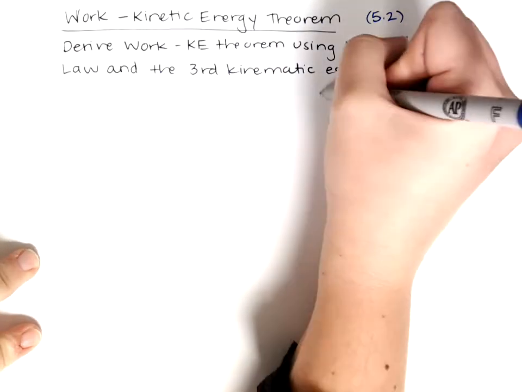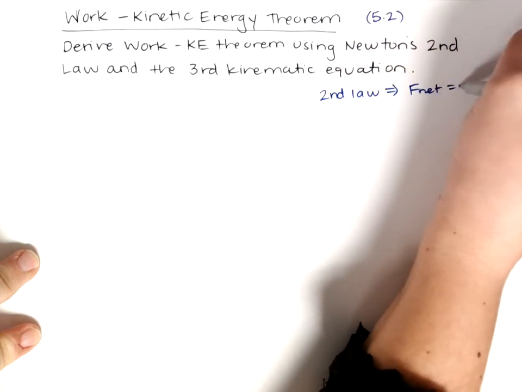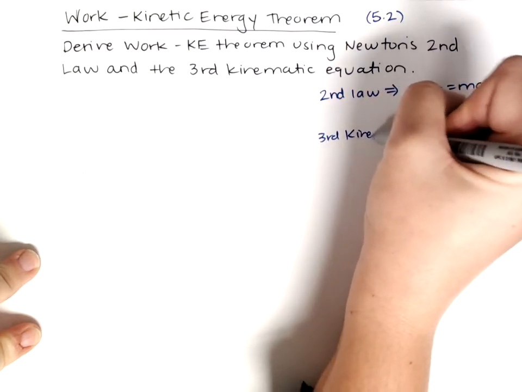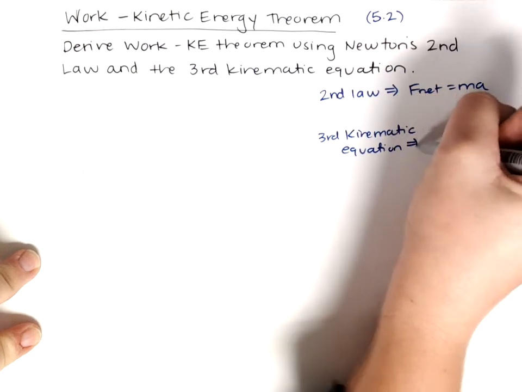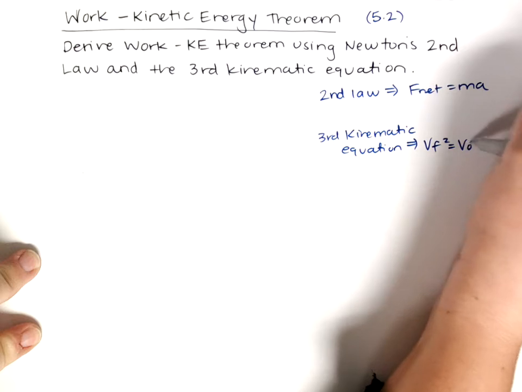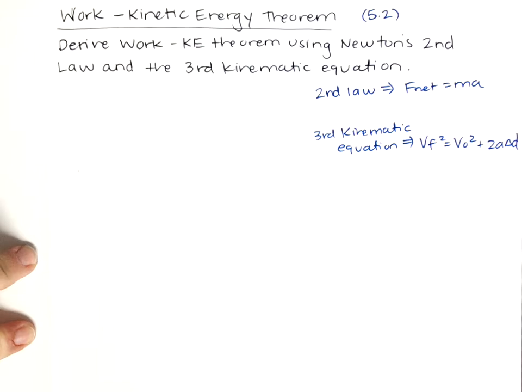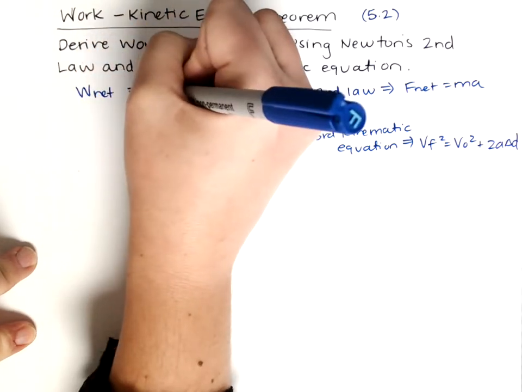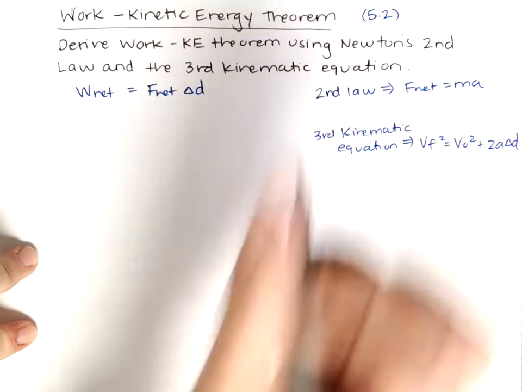So Newton's second law tells us that F net equals ma, and our third kinematic equation is Vf squared equals Vo squared plus 2a delta d. Okay, now we just learned that the net work is equal to the force times distance. So the net force times the distance.